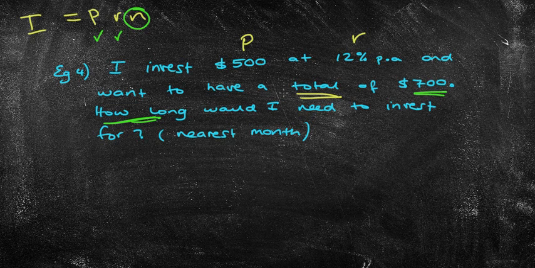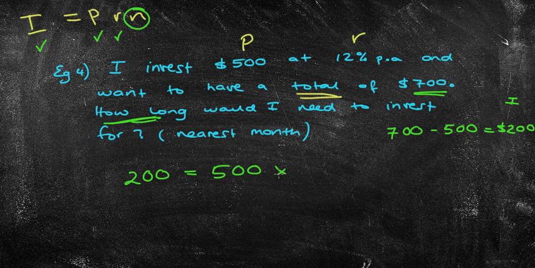Well, if I'm investing $500 and I end up with $700, well, that means that I must have earned a total of $200 extra, which that extra amount we know to be our interest. So that means that I actually do have my interest. The interest is $200. So 200 is equal to my principal of 500 times my interest rate of 0.12 times my N.